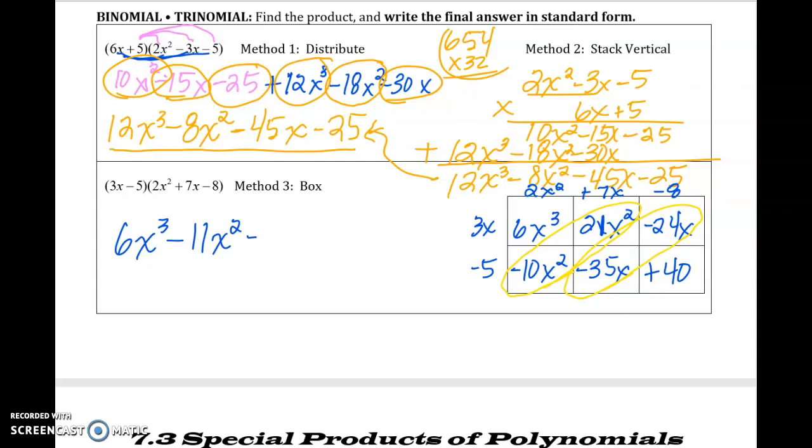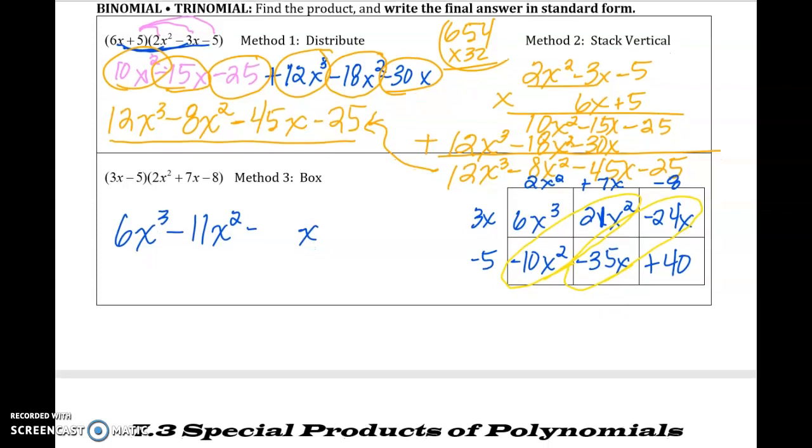So let's see, 39x. Let me check my math. 3, 4, 5. Nope, I added wrong. Need to fix that. Okay, 3, 4, 5. So 59x and then plus 40 is my final answer. And again, you can see that that is in already descending order. So 3, 2, 1, and then my constant.